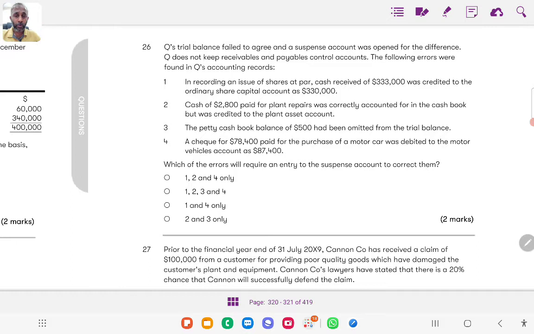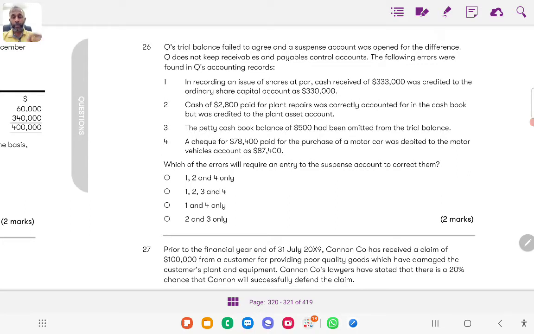First one: in recording an issue of shares at par, cash received of 333,000 was credited to the ordinary share capital account as 330,000. Since I have received 333,000, my double entry should be debit 333 and credit 333. I should be debiting cash 333,000 and crediting a portion as par value, say 200,000, and the balance 133,000 as share premium. Anyway, the total entry should be equal on both the debit side and the credit side, whereas a 3,000 difference is coming. Effectively we need a suspense account to clear this.